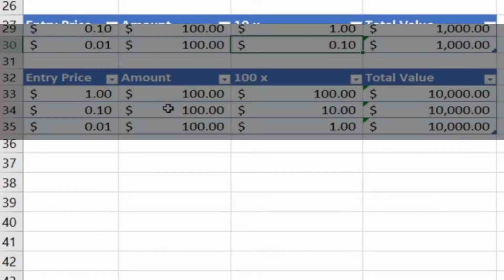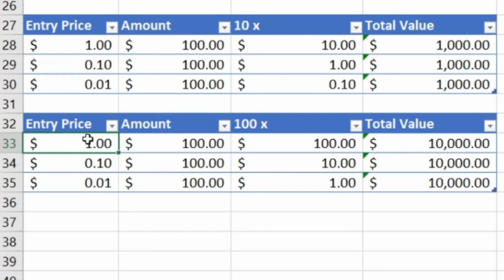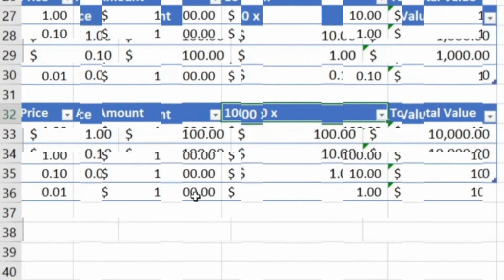Now take a look at the 100x chart. If you got into a coin when it was $1 and bought $100 worth, if that coin goes up to $100, you just 100x your money. Your $100 is now worth $10,000. If you got into the coin when it was just 10 cents and bought $100 worth, if the price of that coin goes to $10, you just 100x your money. Now if you got into the coin when it was just a penny, 1 cent, if that price goes to $1, you just 100x your initial investment.